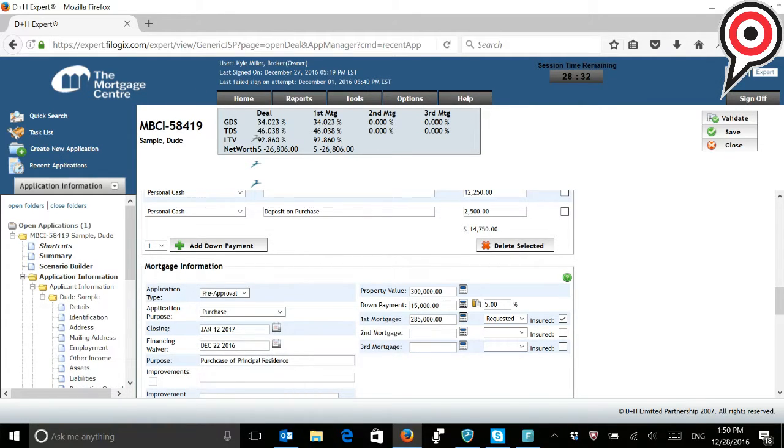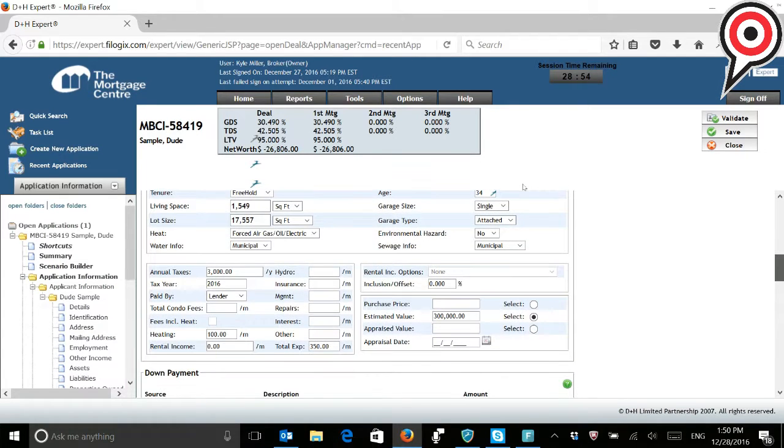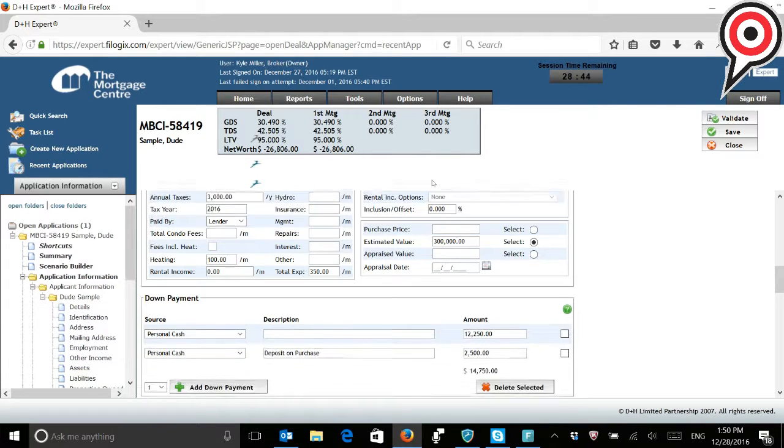Now watch what happens when I put that back in, because right now that deal doesn't qualify. Let me just get this up there. It should switch. And watch up here at the top. There we go. So 30 and 42. So at a $300,000 purchase, if we walk through this, $300,000. I'm estimating taxes at $3,000. I'm assuming heat's going to be fine at $100. We can play with that a little bit, but $100 is always a good number to work with.